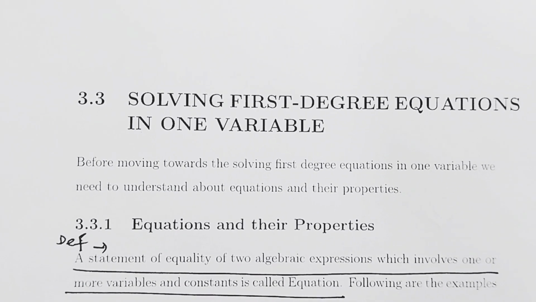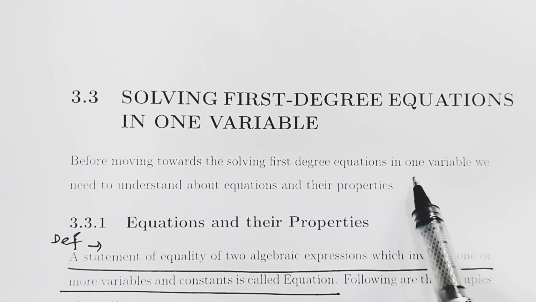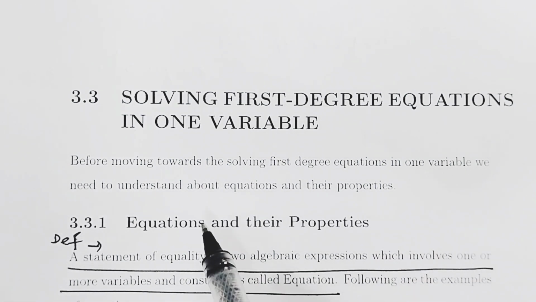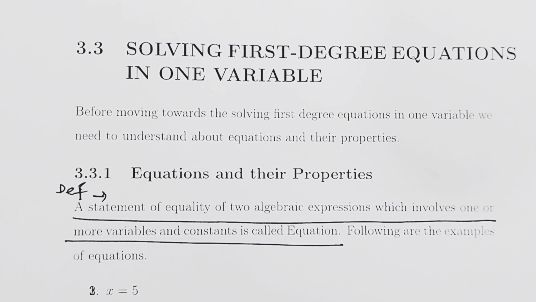Before moving toward solving first degree equations, I will make clear what an equation with one variable is. For the first degree equation in one variable, we need to understand the equation and its properties. Now we read the definition of the equation. A statement of equality of two algebraic expressions which involves one or more variables and constants is called an equation.